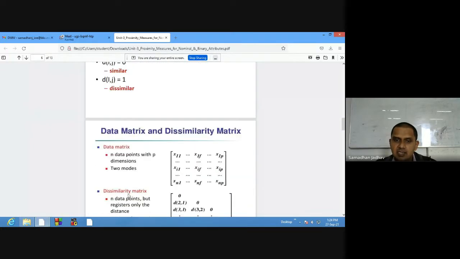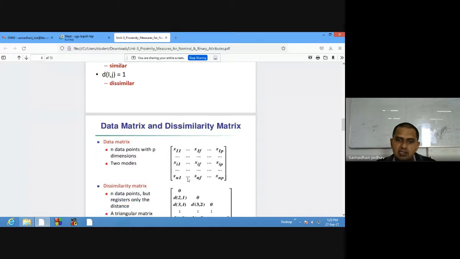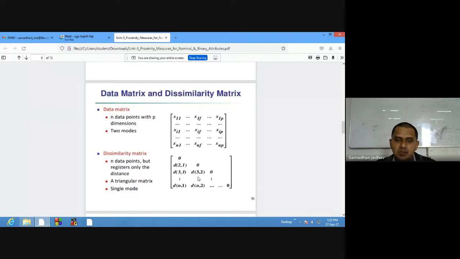Okay, so let us see the examples. This is a data matrix. In rows there are objects x1, x2, x3, and in the columns there are attributes. So what is this x11? This is the value of object 1 for attribute 1. What is this xnp, the last value? It's the value of object n for attribute p. So it's a data matrix, and this is the dissimilarity matrix. The dissimilarity matrix is object by object, and the data matrix is object by attribute.